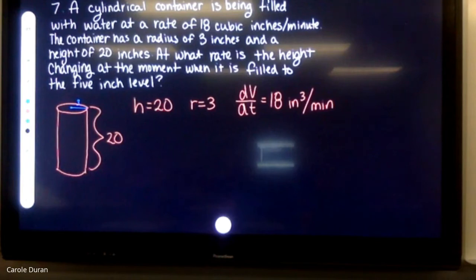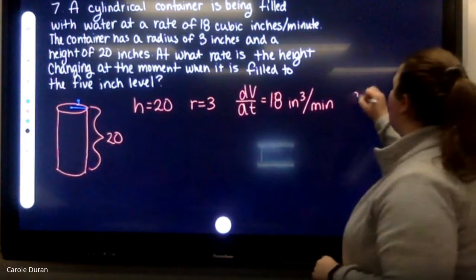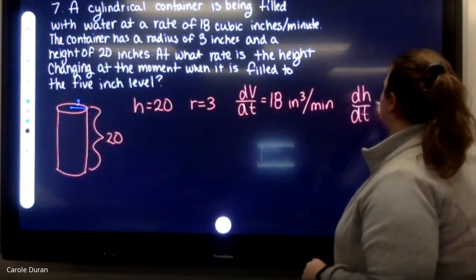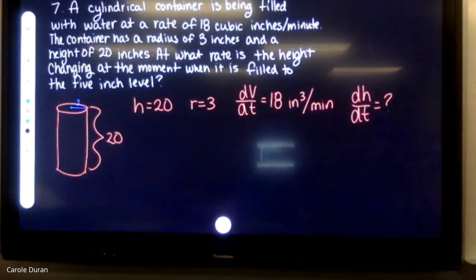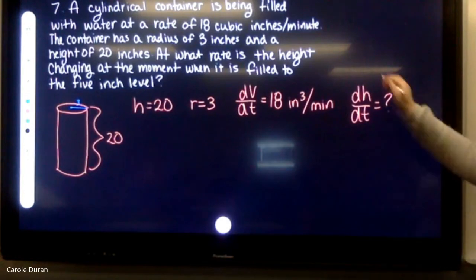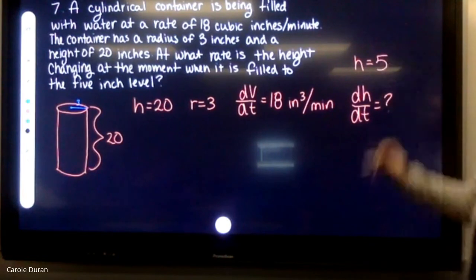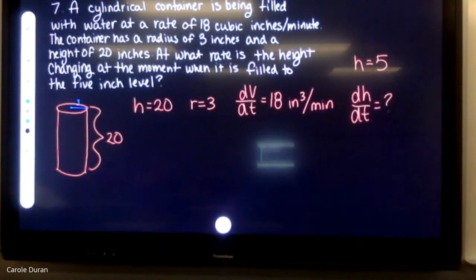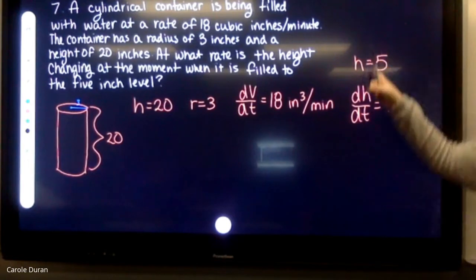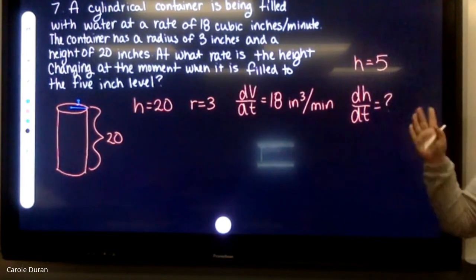What am I solving for? What rate the height is changing at 5 inches. So I'm solving for dh/dt. That is going to be my unknown. Are we writing down the 5 over here? Okay, we're not forgetting about the 5. That 5 only applies when I'm looking at the rate at which my height is changing when the height is 5. So this h is only going to apply when I do this, for the most part.